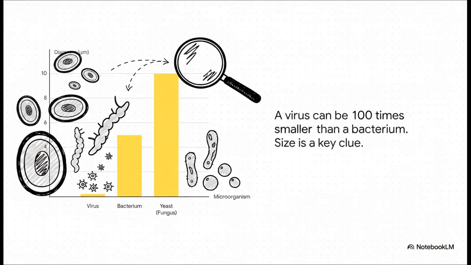First off, just look at the difference in size. This chart says it all, doesn't it? A virus is just a tiny, tiny speck compared to a bacterium, and a yeast cell, which is a type of fungus, absolutely dwarfs them both. Right away, size alone can give you a massive clue about what you're dealing with.